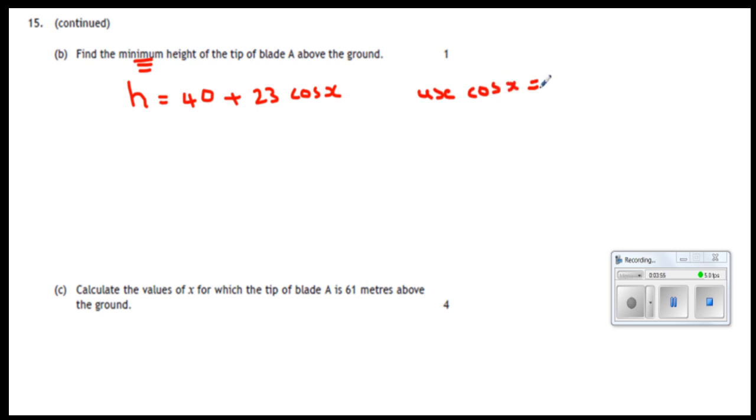That's the smallest value it can have. So if I substitute that in, I get 40 plus 23 times minus 1, which is 40 take away 23, which is equal to 17 meters. Now if I asked you the maximum height, then the biggest value that cos x can have is 1 and you would substitute in 1.